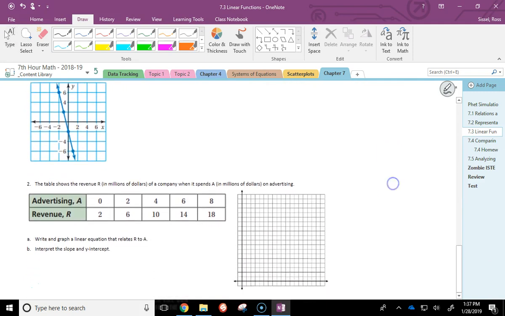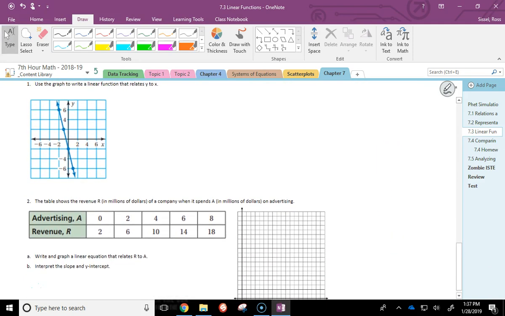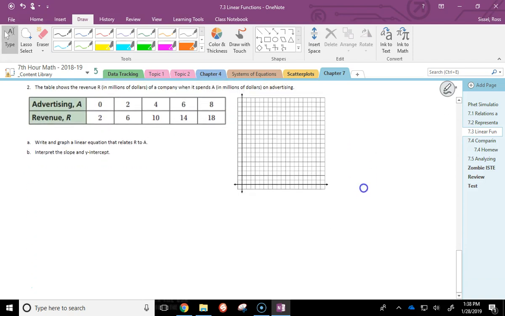Alright, last one. We're going to do one more. I'm going to skip this one just because we were going to do it as a class, but I want us to make sure you guys can fill out your foldable. So look up here and we'll do this quick, and we'll be done. This one, I have the input-output table, 0, 2, 4, 6, 8 for advertising, and when I do that, 2, 6, 10, 14, 18 comes out. This is still my x and this is my y.